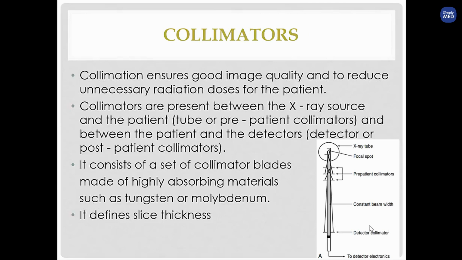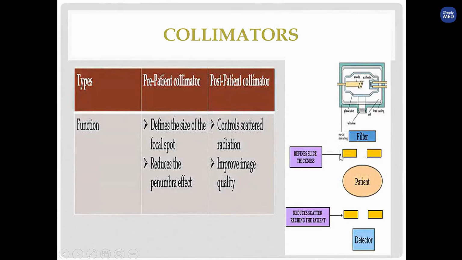The pre-patient collimator is placed above the patient, and the post-patient collimator is below the patient. So if this is the patient, this is your pre-patient collimator, and this is your post-patient collimator. Pre-patient is between the X-ray tube and the patient, post-patient is between the patient and the detector. Function: with the pre-patient collimator, we can define the size of the focal spot and reduce the penumbra effect, whereas with the post-patient collimator we can control scatter radiation and improve the image quality.